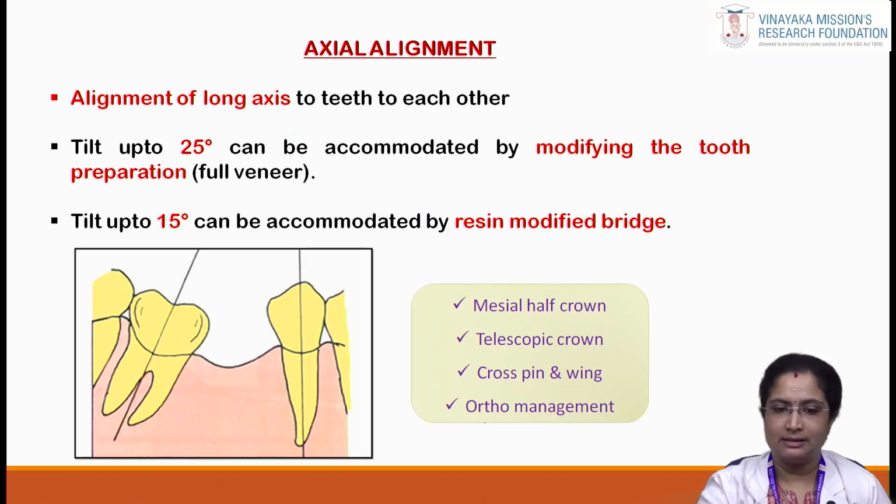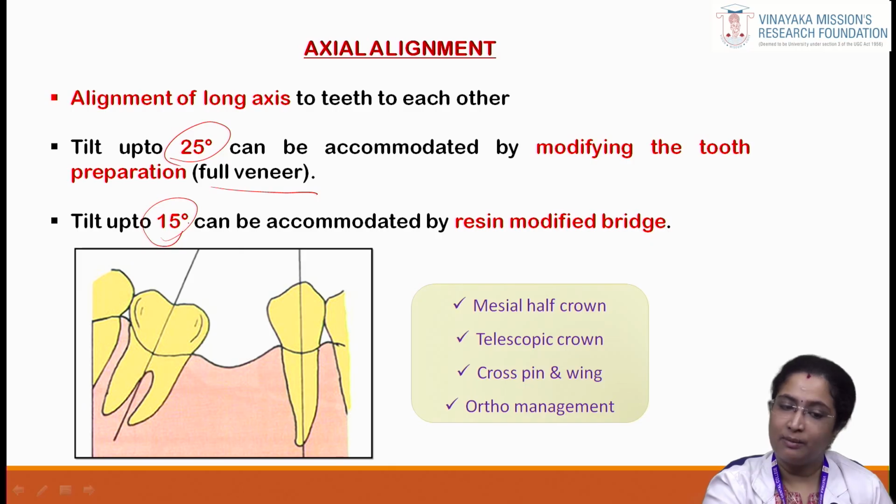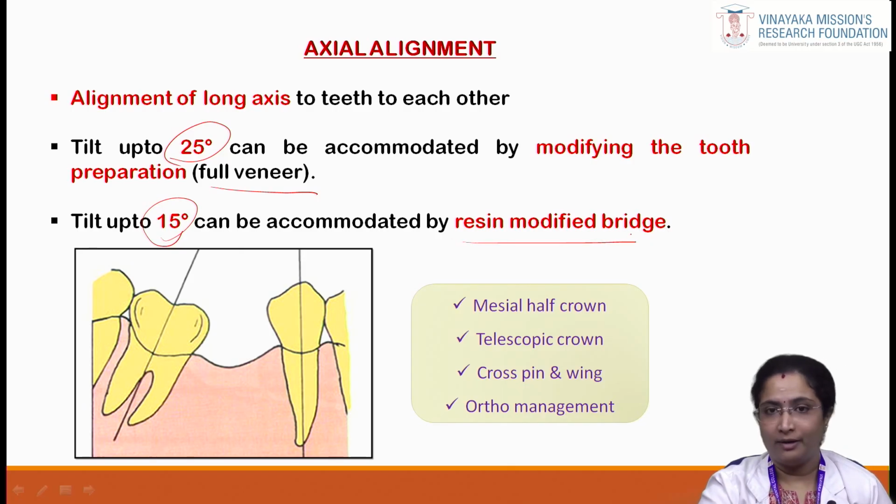Next factor to consider is axial alignment. Axial alignment is nothing but the long axis of the tooth, how it is either straight or inclined lingually or inclined labially or buccally. Up to 25 degrees of tilt can be modified with a full veneer preparation. If the tooth is tilted up to 15 degrees, it can be modified by a resin modified bridge FPD design. But anything beyond that cannot be compensated or modified using the preparation which is used for an FPD.